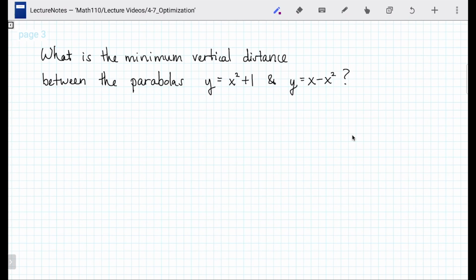We're going to take a look at this optimization problem, which is: what is the minimum vertical distance between the parabolas y equals x squared plus 1 and y equals x minus x squared? Now, whenever I am looking at what happens with a couple of graphs, I want to graph them. So I am going to run over and look at what the graph looks like.